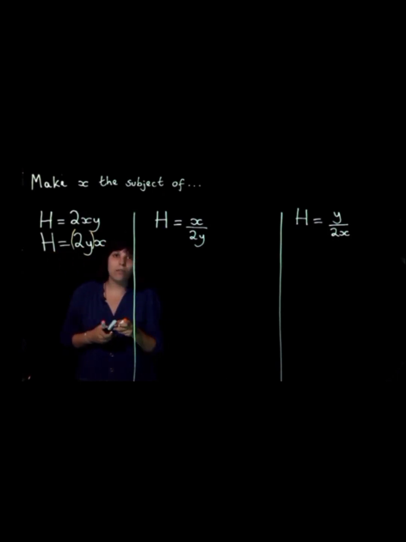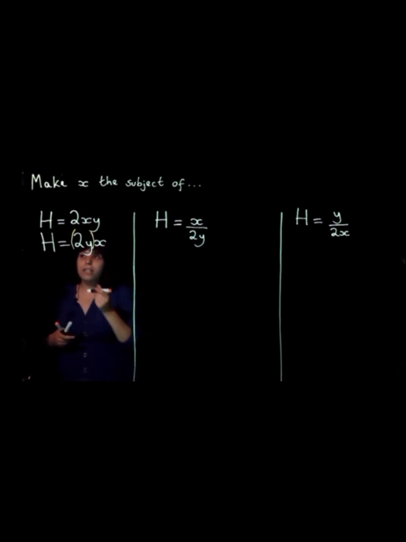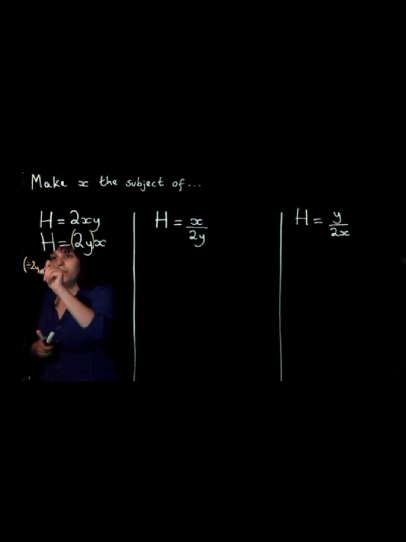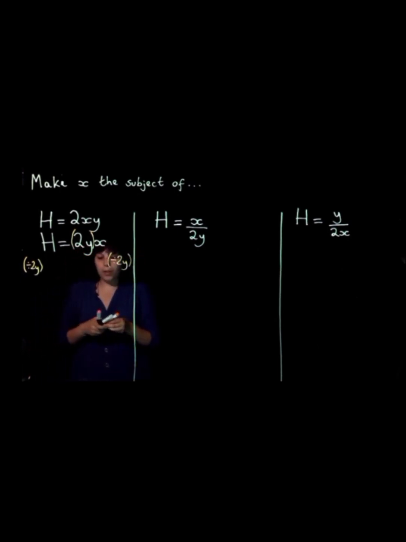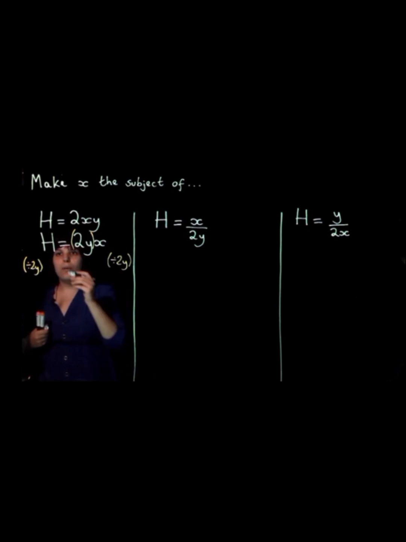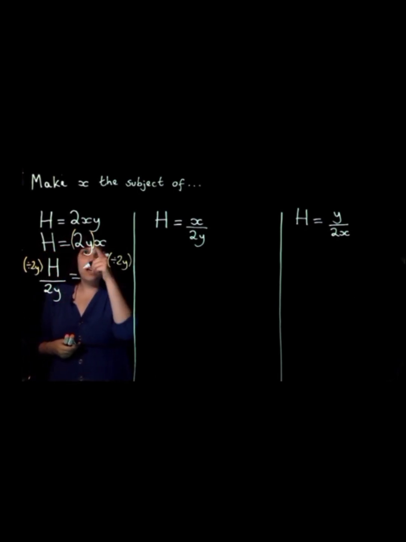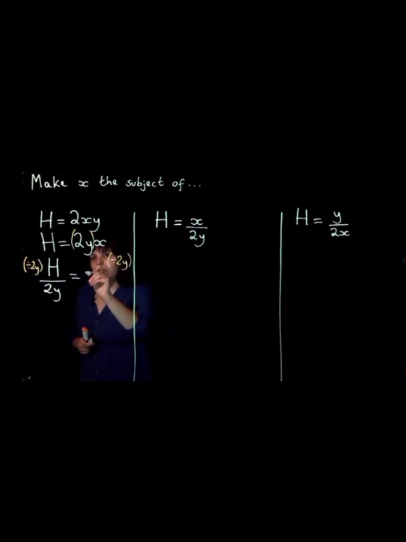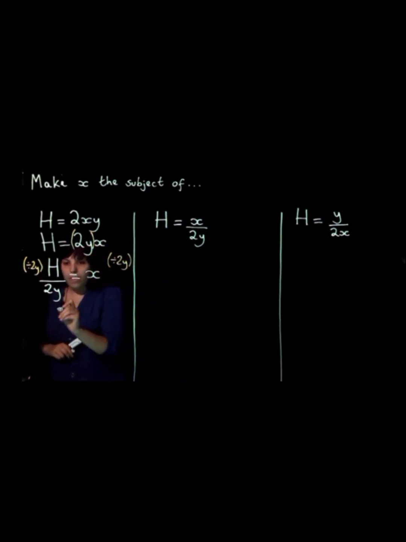Of course, these two are multiplied together at the moment. If I want to get my x on its own, then I'm currently multiplying it by 2y. So all I need to do is divide it by 2y. So I'm going to divide both sides by 2y. So I've got h divided by 2y equals, and then 2yx divided by 2y, which is going to be x. And there is my rearranged equation. So I'm going to rewrite that as x equals h over 2y.